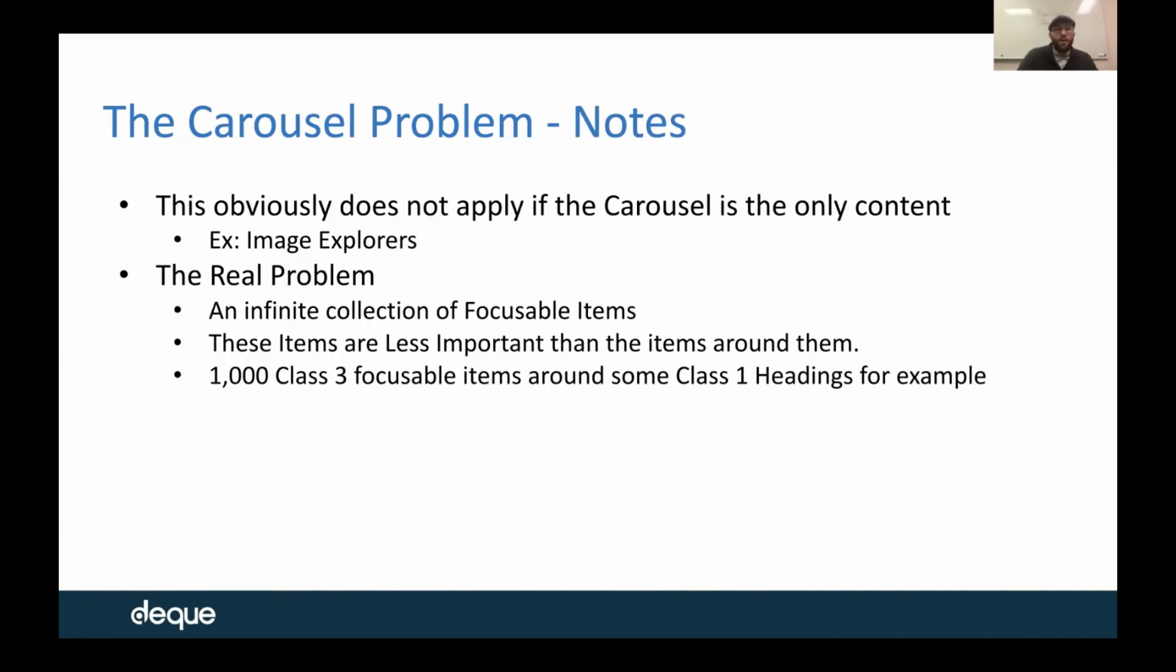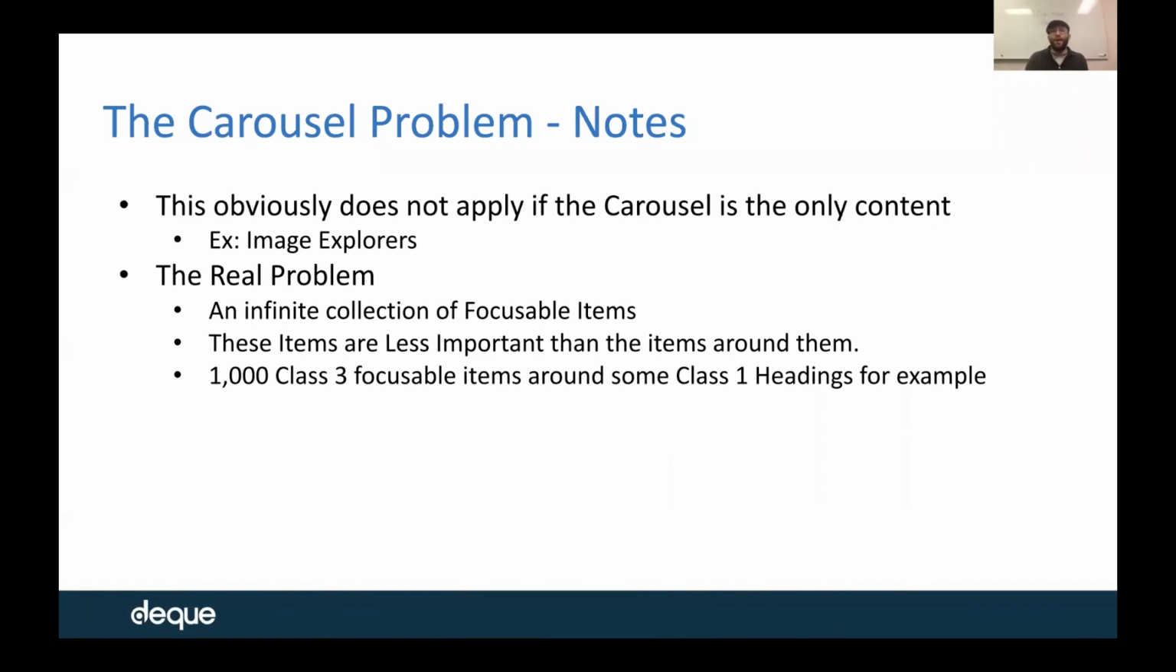So some notes. This obviously does not apply if the carousel is the only content. So in the example of where you're exploring images or something, when the content really is the only thing, that doesn't exhibit this problem. That is a separate concern. A carousel isn't a terrible control, and there are times when it is appropriate to use it. The real problem here is a potentially infinite collection of focusable items that is blocking you from getting to the content after it, right? And those items are less important than the items around them.